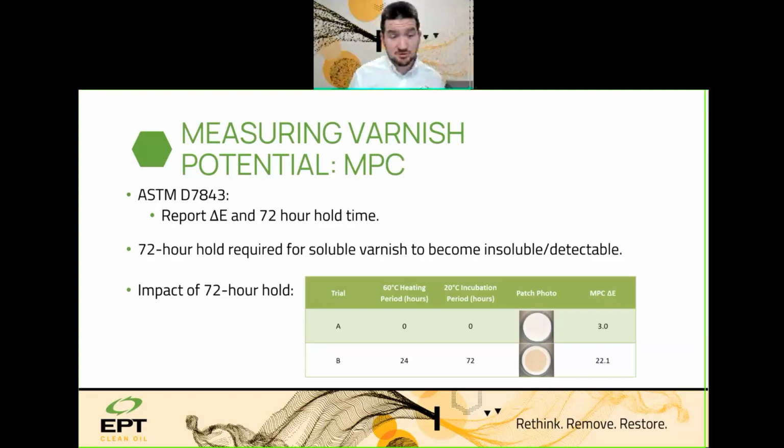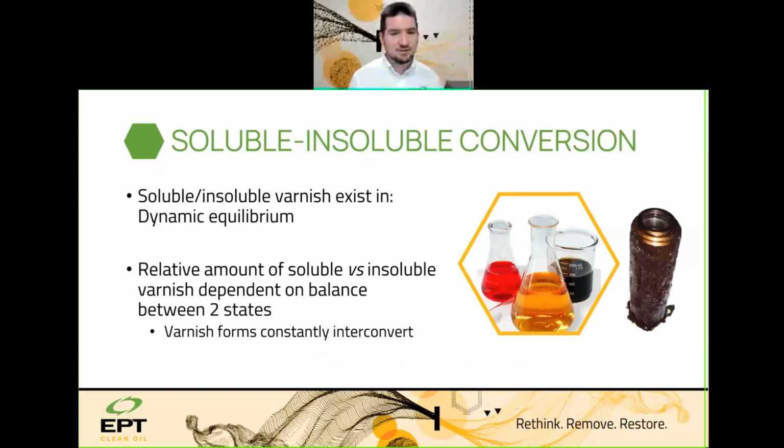So you can see that your MPC varnish potential is 22 versus 3. So again, if this is my turbine that this sample is taken from, the maintenance actions that I'm looking at taking, they differ greatly dependent on which of these two patch results I look at. So you want to make sure that the lab is doing things right, that they are letting that oil sit for 72 hours and reporting that 72-hour hold time.